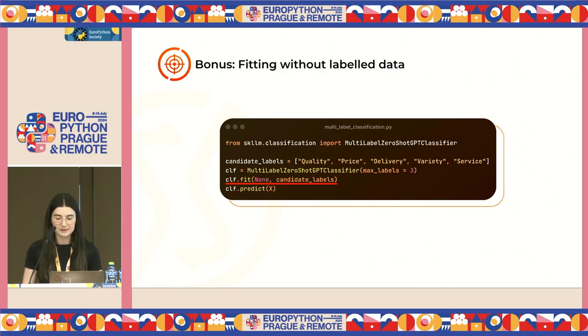Additionally, I would like to make a small remark about the zero-shot classifiers. It was mentioned before that those do not require any labeled data, but you might have noticed that all the code snippets you've seen so far still had both X and y passed to the fit method. Therefore, you might have a very logical question: how can I use the classifier when no training data is available? And the answer is very simple. You just need to pass None instead of X and a list of candidate labels as y.